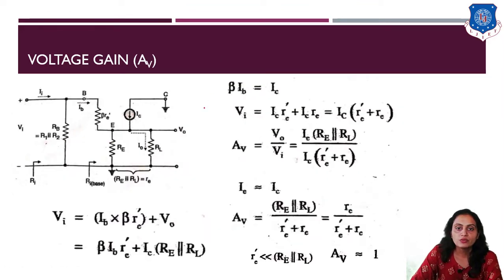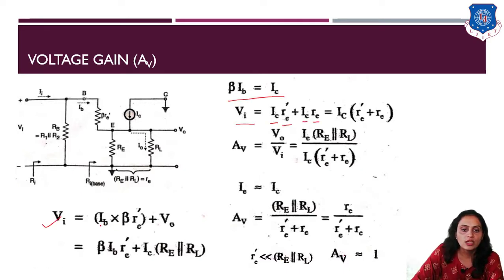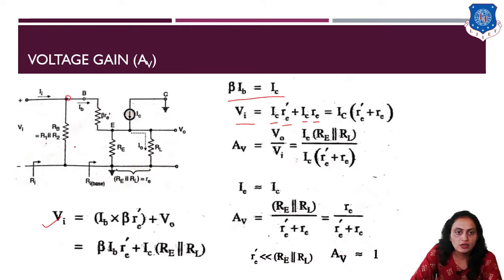Now we will find out the voltage gain. We have VI equal to IB into beta RE dash plus VO. IB into beta RE dash is the voltage across the input. This voltage across these two terminals is the voltage across beta RE dash, that is IB into beta RE dash, plus VO, because the voltage at the emitter is VO.